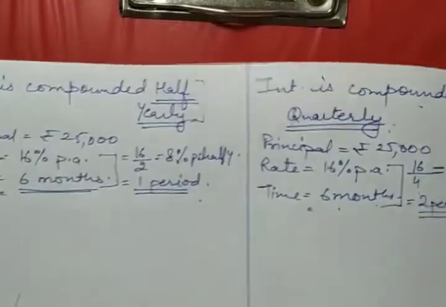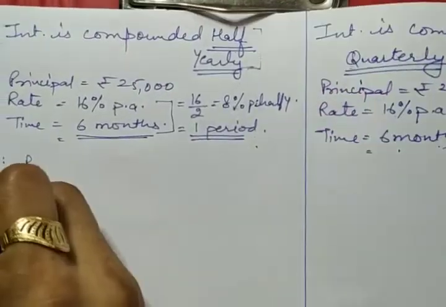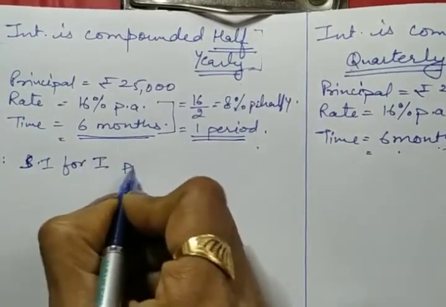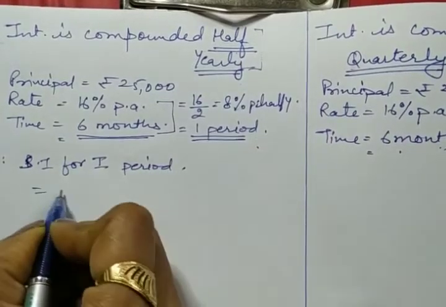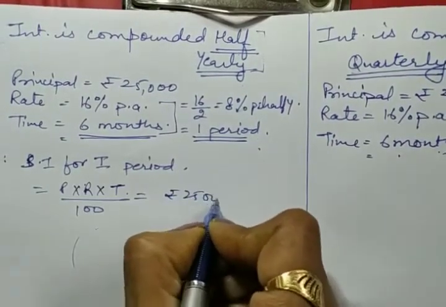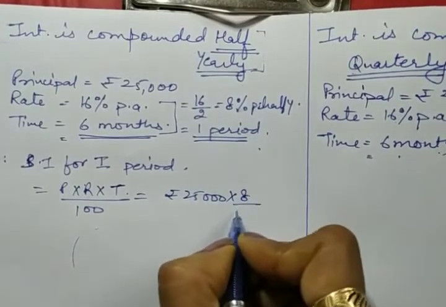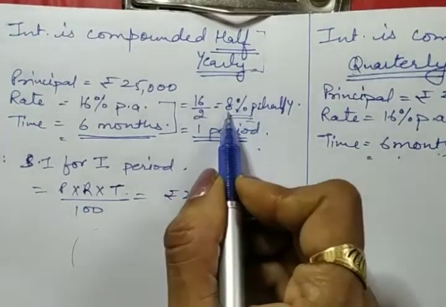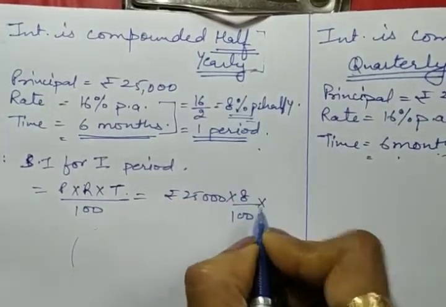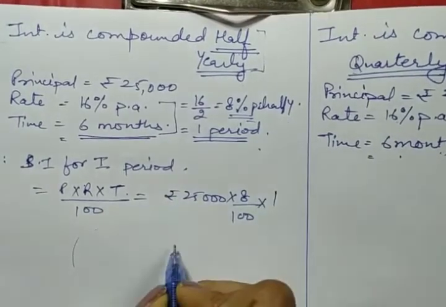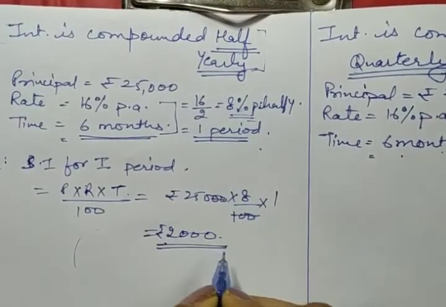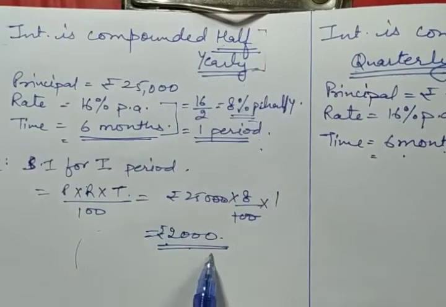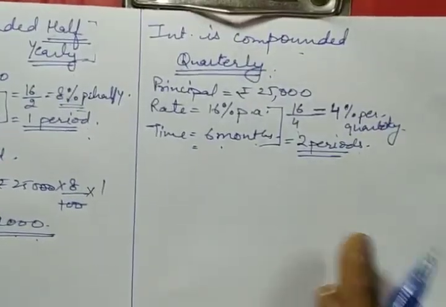Now use unitary method to find the compound interest. First step is to find the simple interest for first period, that is rupees 25,000 into 8 upon 100, as we have converted into rate of interest per half yearly, into time is 1 period. So we got rupees 2,000 as simple interest when the interest is compounded half yearly. Now let's see on the right hand side.